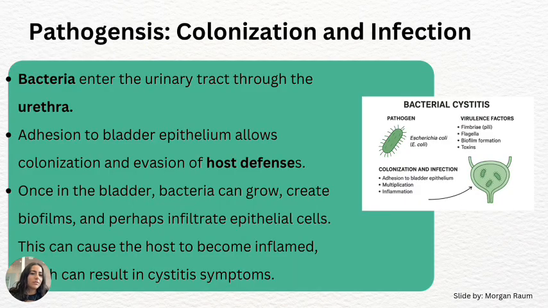The pathogenesis of bacterial cystitis begins with bacteria entering the urinary tract through the urethra. The bacteria adhere to the bladder epithelium, which allows colonization and invasion of host defenses. Once in the bladder, bacteria can grow, create biofilms, and perhaps infiltrate epithelial cells. This can cause the host to become inflamed, which results in the cystitis symptoms.